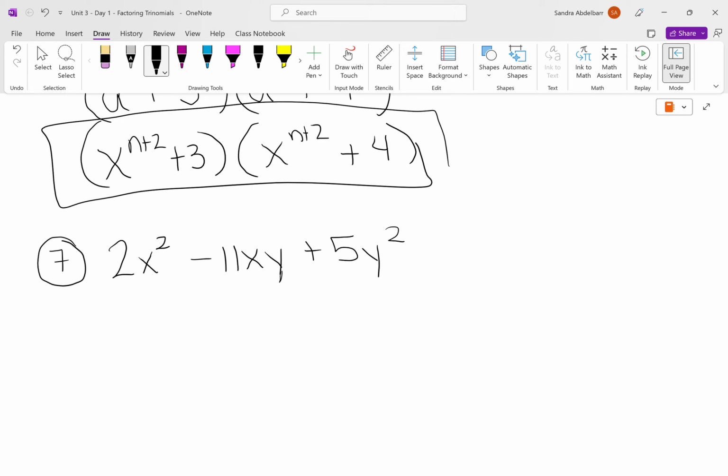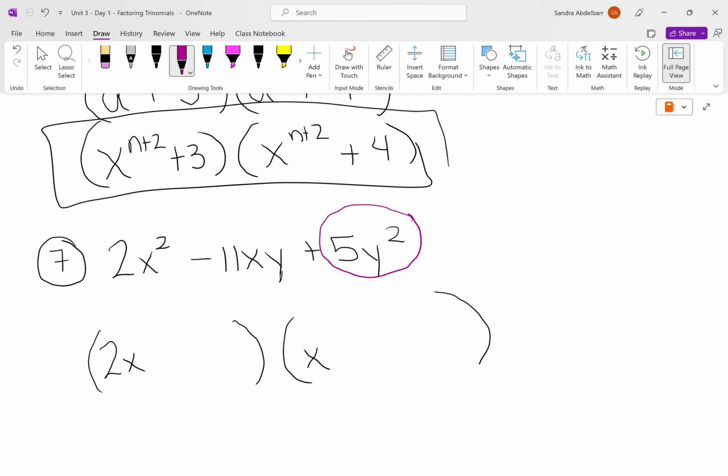Okay, so here we have 2x squared minus 11xy plus 5y squared. I've now added in another variable. That's okay, we're going to go about this the way we would with normal factoring. Do we agree the only things that multiply to 2x squared are a 2x and an x? And now we have a 5y squared. Well, the only things that multiply to 5y squared are 1y times 5y and negative 1y times negative 5y.